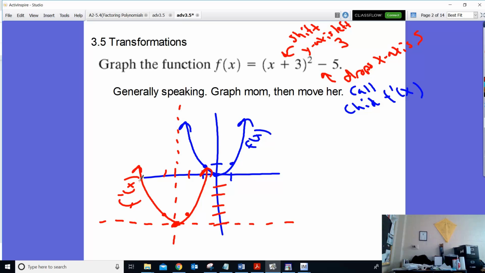By the way, you can do the same thing. I don't expect any of y'all to actually manipulate the points. I would just shift the graph around. Graph mom and move her. Your homework talks about that. You're supposed to always graph mom.